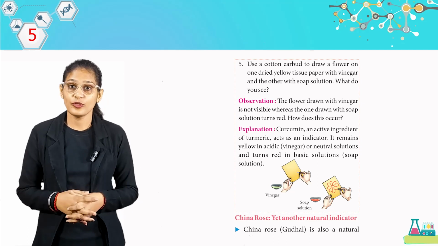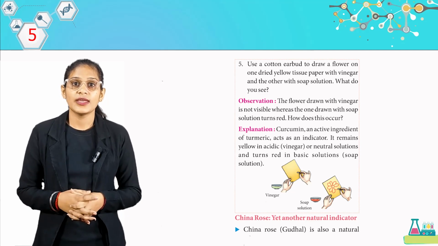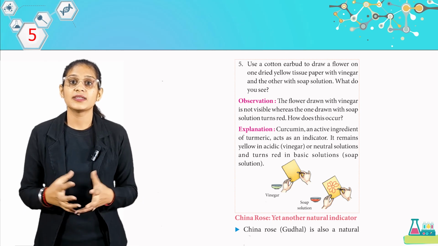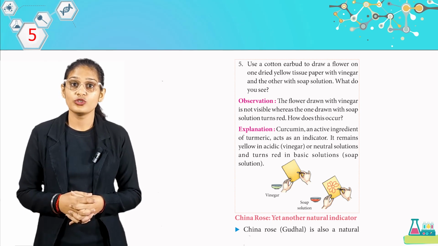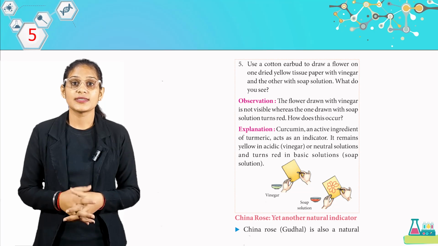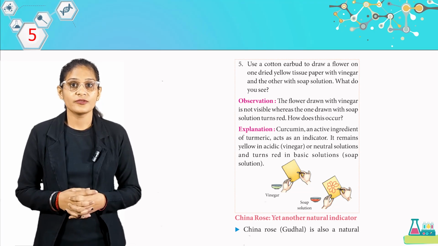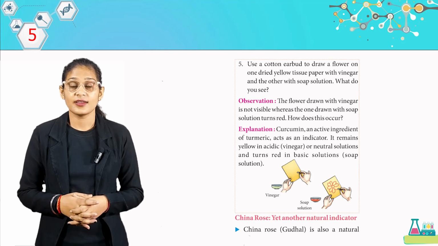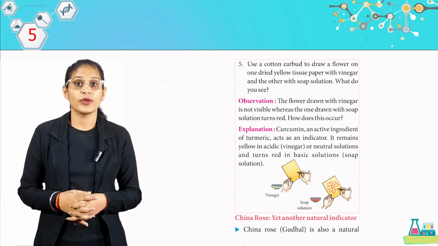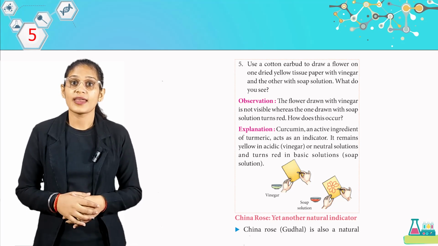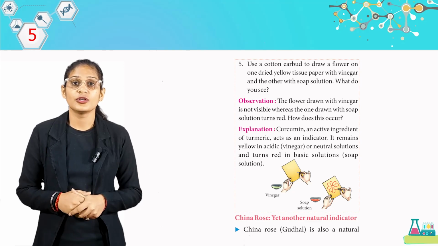Now we have the observation. The flower drawn with vinegar is not visible, whereas the one drawn with soap solution turns red. How does this occur? Explanation: curcumin, an active ingredient of turmeric, acts as an indicator. It remains yellow in acidic vinegar or neutral solutions and turns red in basic solution, like soap solution.